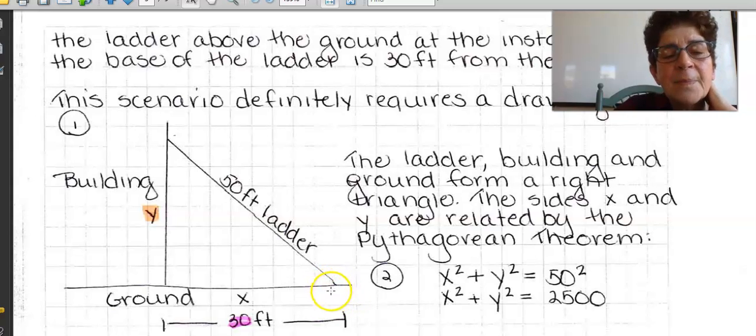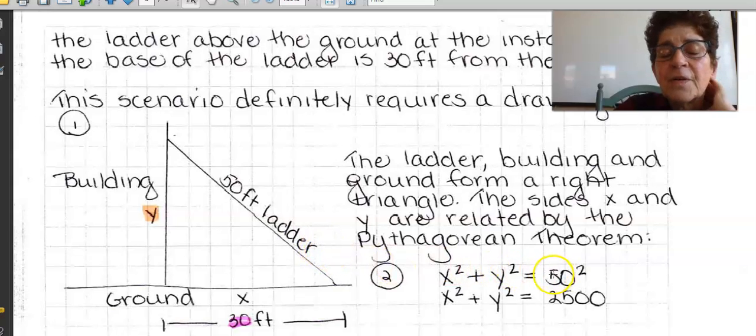Now, what type of equation relates the three sides of a right triangle? We're assuming our building and our ground meet at a square corner here, so this is a right triangle. And you might remember that these are related by the Pythagorean theorem. If I square each of the legs of this right triangle, the y and the x, that should be equal to the square of the hypotenuse, which is this long diagonal side.